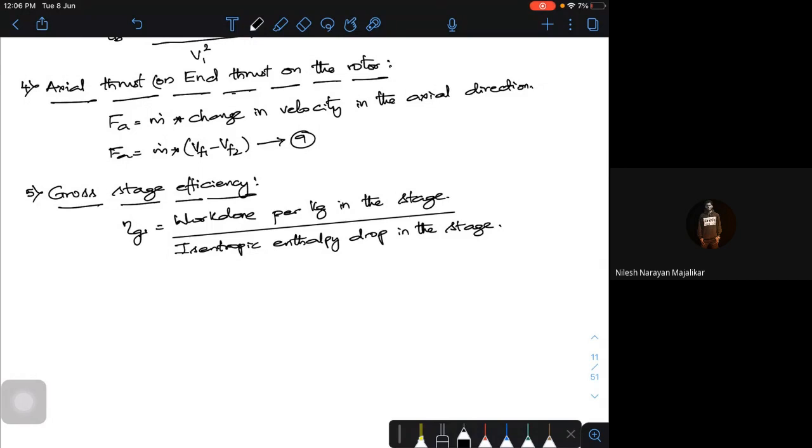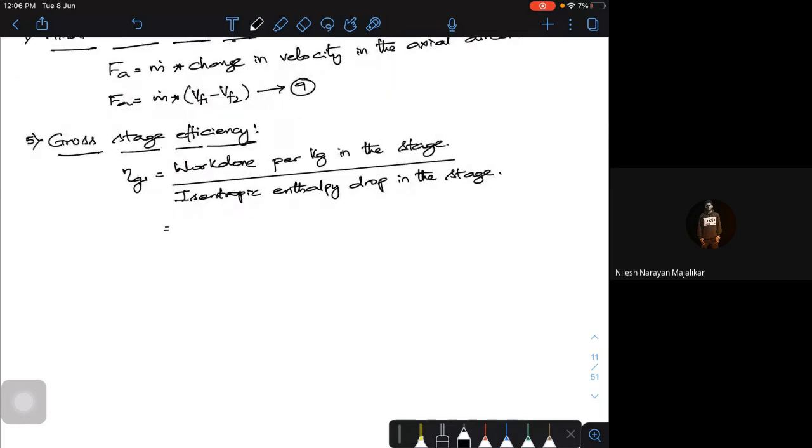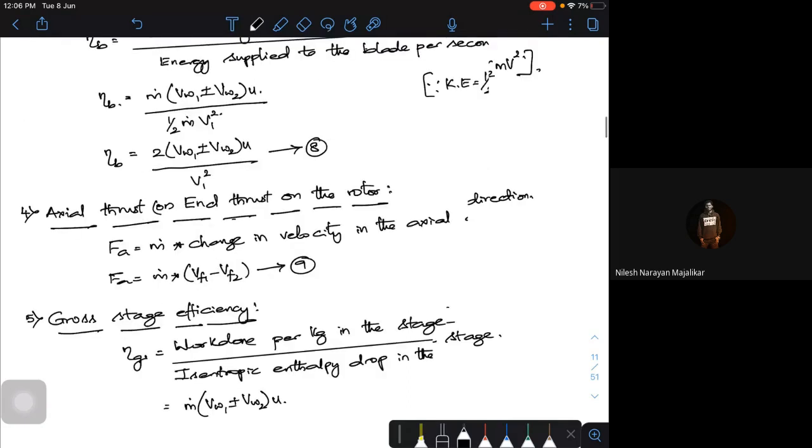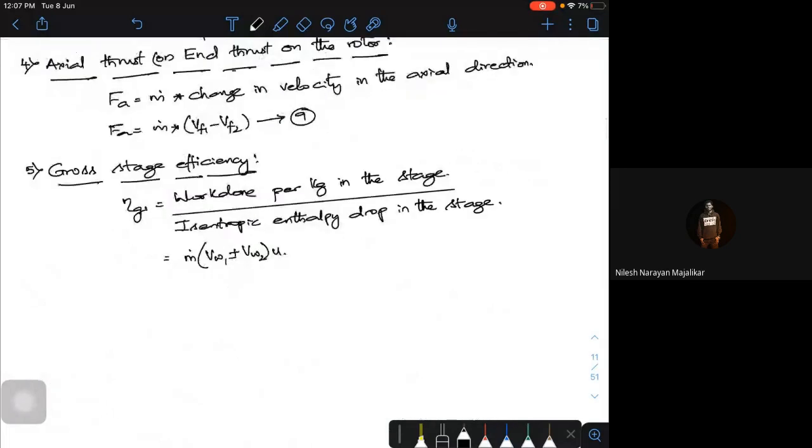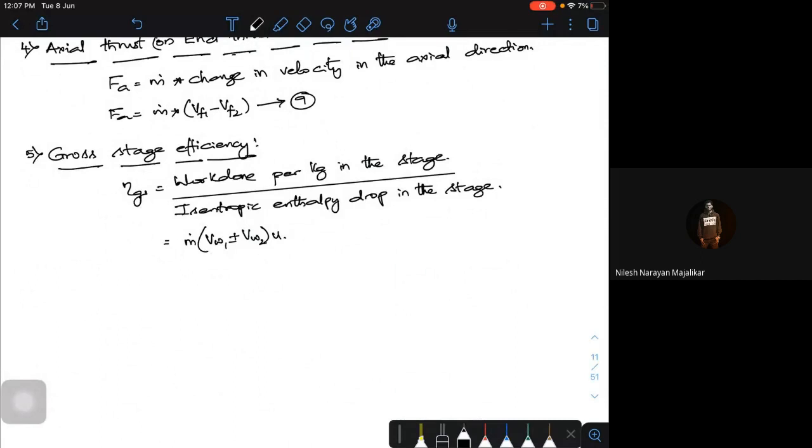What is the work done actually? The work done per kg of stage is given by m dot into VW1 plus or minus VW2 into U. So the gross stage efficiency is 2 into m dot VW1 plus VW2 into U divided by delta H, the isentropic enthalpy drop.